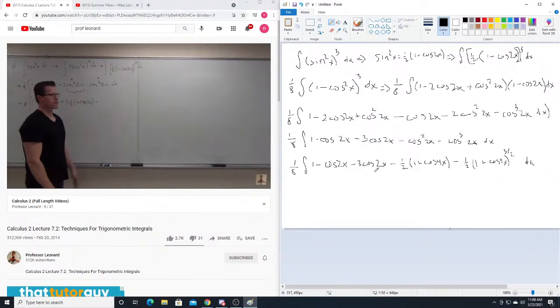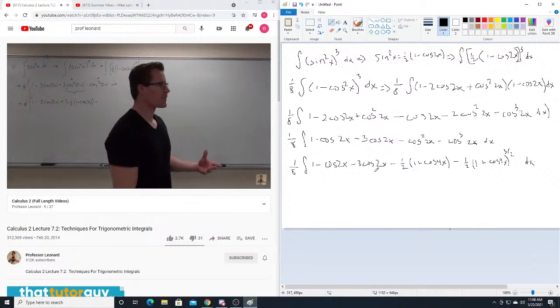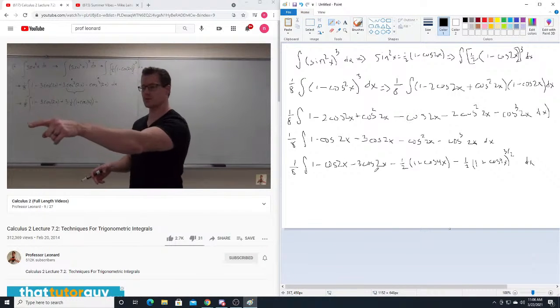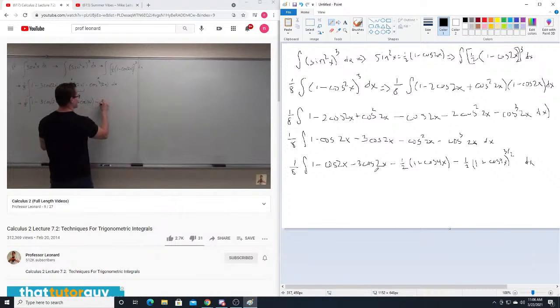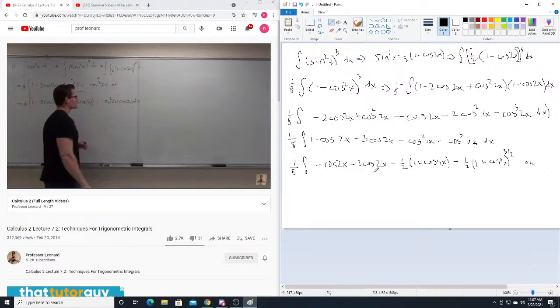Let's talk about this one now. If I've got cosine cubed of 2x, you're right, that's an odd power. So what do we do with odd powers? Pull one off. Very good. We strip one off here, cosine 2x dx.